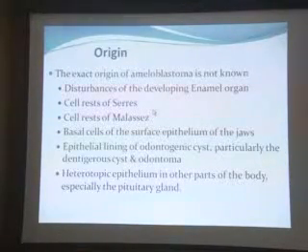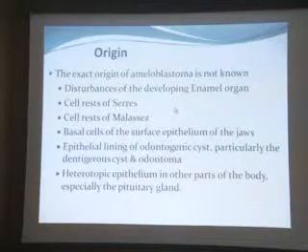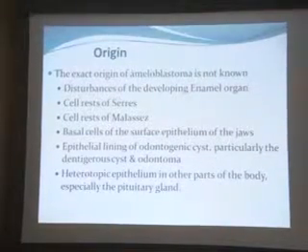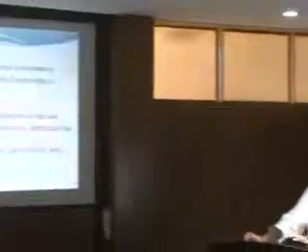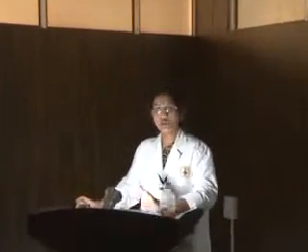Second, cell rests of Serres. What are cell rests of Serres? We all have studied in the first videos the function of the dental lamina. Dental lamina is the extension of the oral ectoderm. When it extends into the underlying ectomesenchyme, it goes through the various stages of tooth development and ultimately forms the tooth. After the function of the dental lamina is over, its cell rests remain in the oral epithelium connective tissue, and they are called the cell rests of Serres.